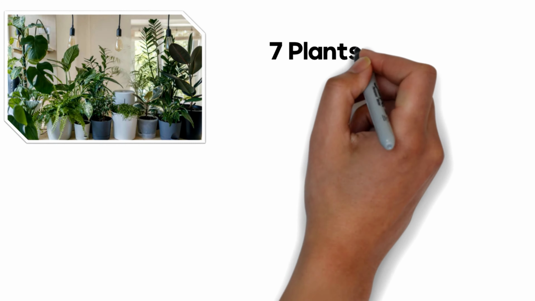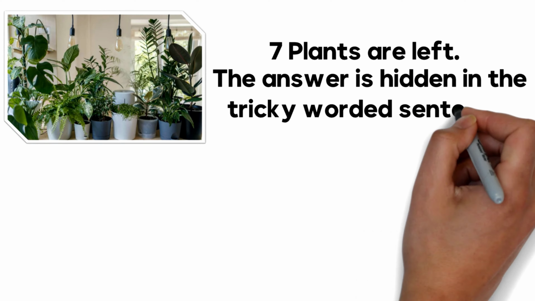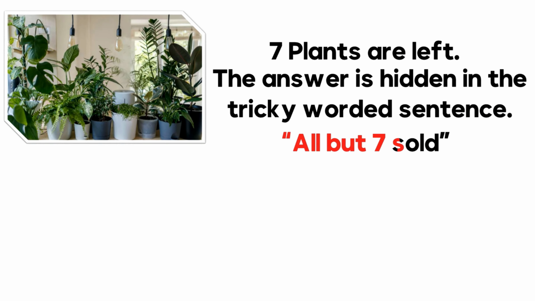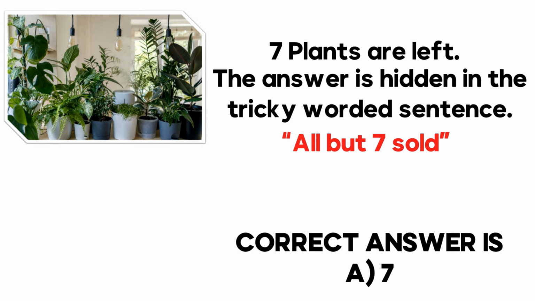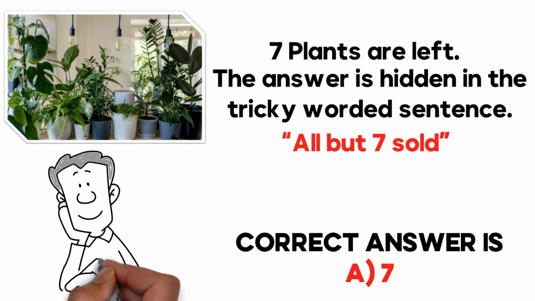The answer to this question is very simple. 7 plants are left. The answer is hidden in the tricky worded sentence, "all but 7 sold." So the correct answer here is choice A, 7. Hopefully you've read this question correctly, understood it very well, and solved it on your own.